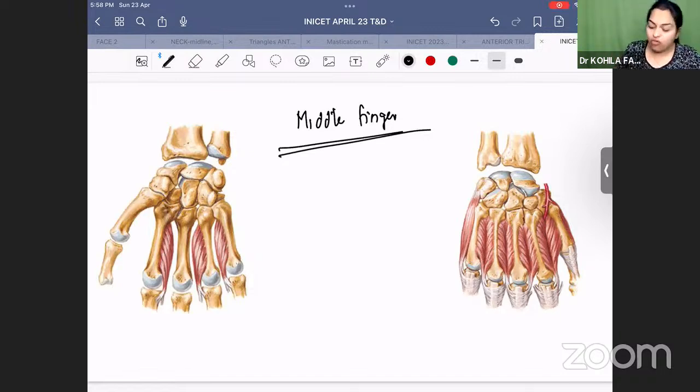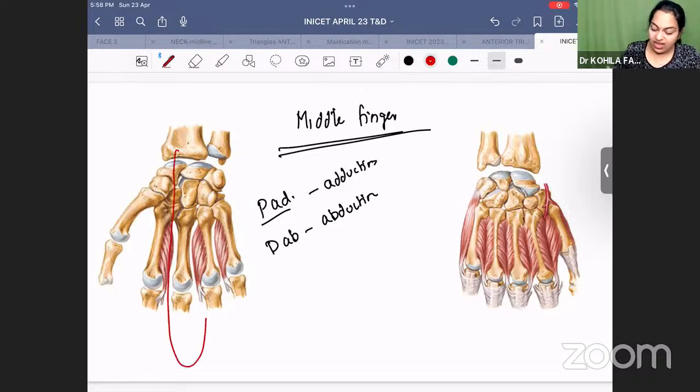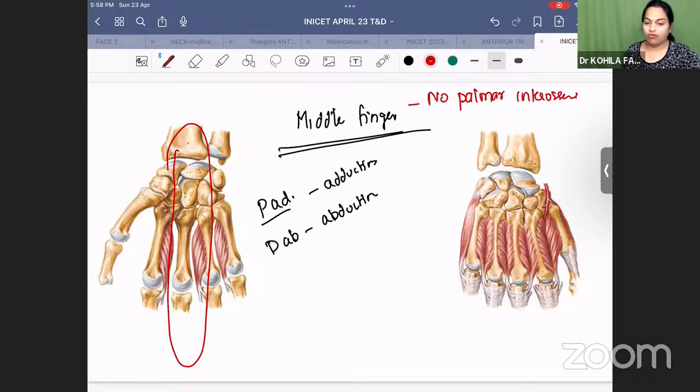Okay, what is the action of palmar interossei? Palmar interossei, we have to remember PAD: adduction. They cause adduction. What is the action of dorsal interossei? DAB, remember, they cause abduction. So the middle finger, note it down. It already lies in the midline. It need not be adducted. So the middle finger has no palmar interossei. They have asked it once before.